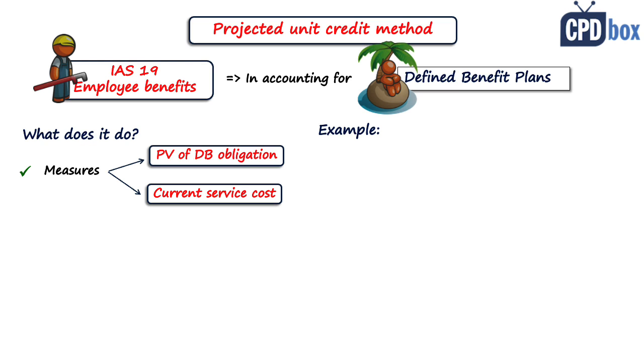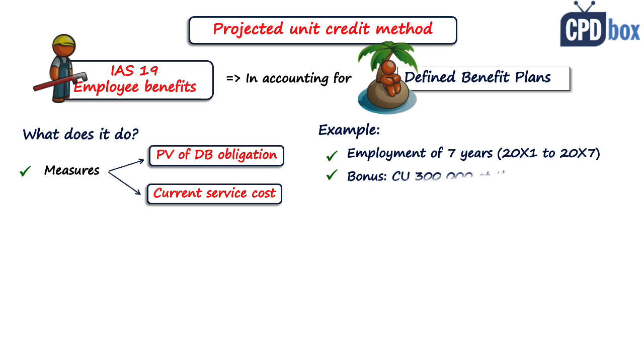Let's say you have the employee that has a contract for 7 years from 2001 to 2007. And on top of his monthly salary, he will receive one-time bonus at the end of this period in the amount of 300,000 currency units. And let's say this bonus is a motivation offered right in the employment contract and will be paid only at the end of the employment. So you classify this bonus as a defined benefit plan in its easiest form.